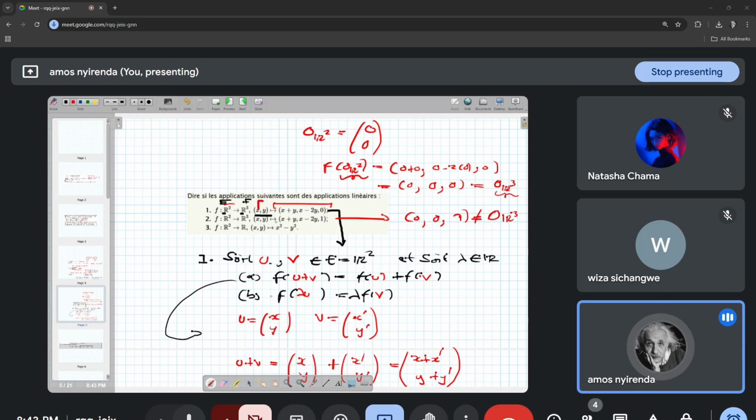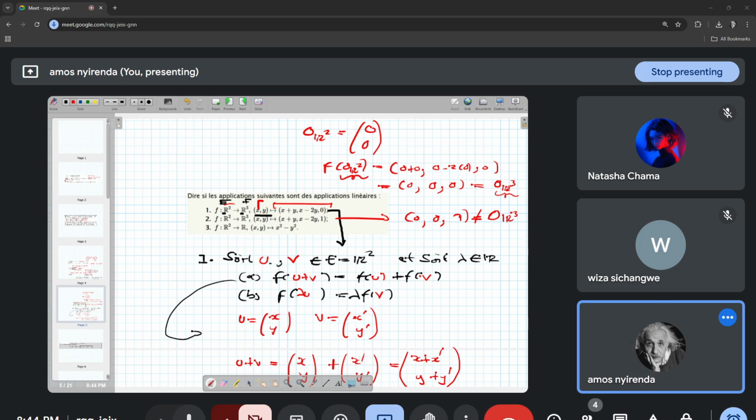We look for a counter example that is going to disqualify either the first condition, which is f of u plus v is equal to f of u plus f of v, or the second condition, which is f of lambda u is equal to lambda f of u. In other words, we want f of u plus v not equal to f of u plus f of v, or f of lambda u not equal to lambda f of u. So this cannot be a linear application.